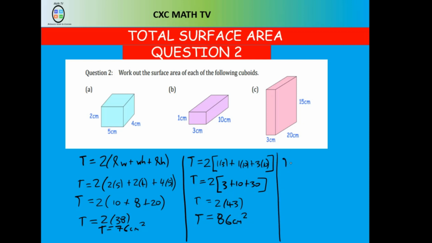The last one, total surface area is 2 in bracket 3 times 20 plus 3 times 15 plus 20 times 15. In that case, it works out to be 2 times 3 times 20 is 60, 3 times 15 is 45, and 20 times 15, I believe that's 300. So we have, this looks like 360 plus 45 is 405. So that's 2 times 405, and that should be 810 centimeters squared.